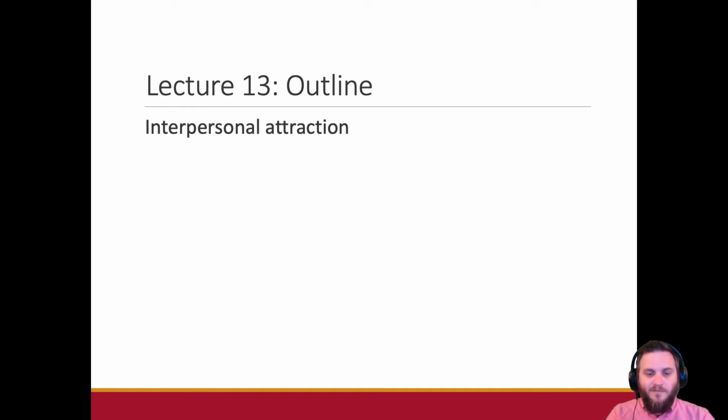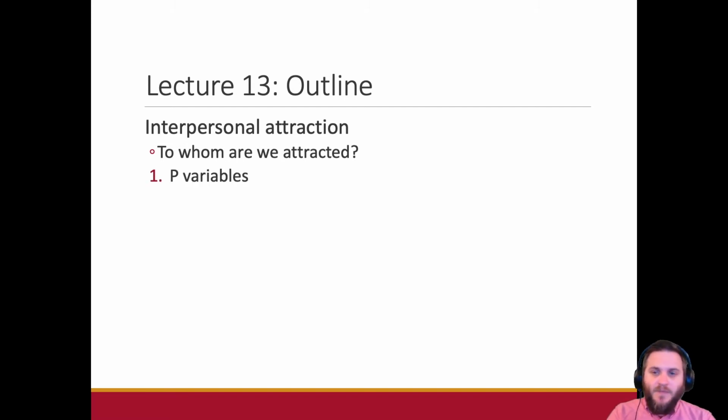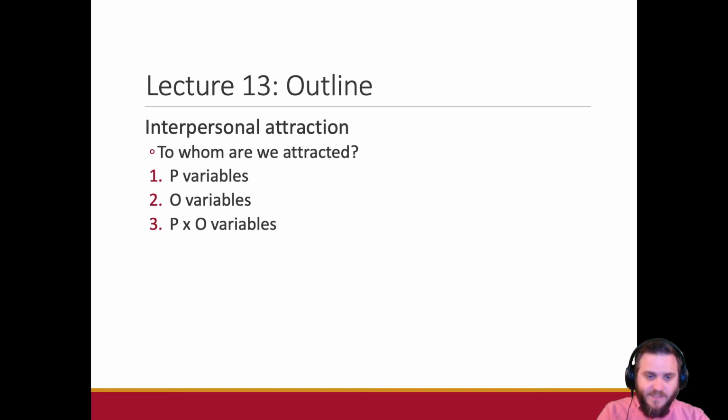Anyways, what we're going to talk about is interpersonal attraction, so one person being attracted to another for whatever reason. We're going to talk about those reasons. So, who are we attracted to? To whom are we attracted? Those are the P variables, person or the perceiver. O variables, the other. P by O variables, the interaction between the perceiver and the other. And then E variables, environmental variables. We'll talk about each of those as we go through this.